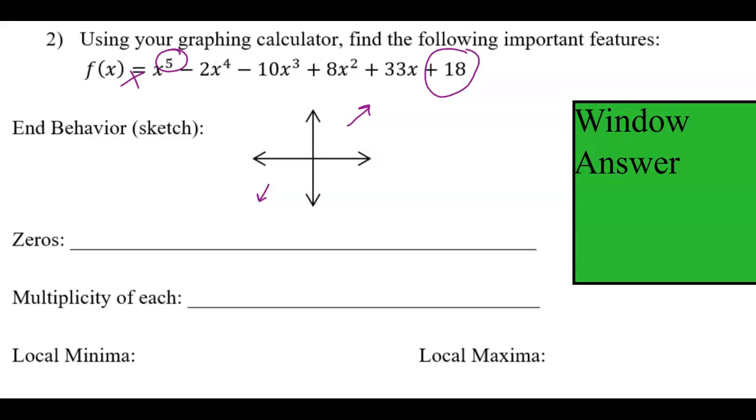So what I want you to do is find the zeros. That's what are the x-intercepts. We'll talk about the multiplicity in just a second. But you can also find all the local minima and maxima. So those are the hills and the valleys of the polynomial. Okay, so go ahead and take a second and find all of those, and you can write them on your notes. I want you to round everything to the 100th.